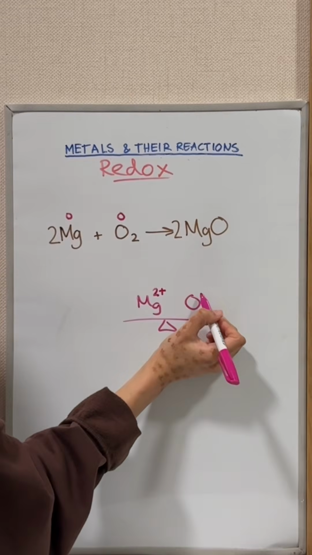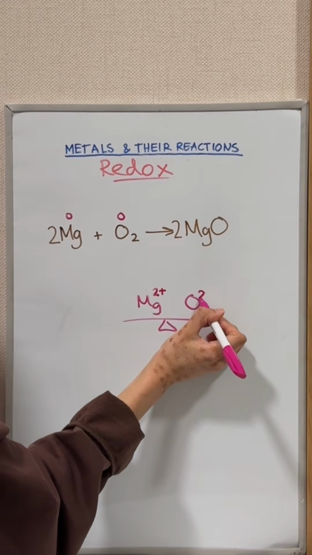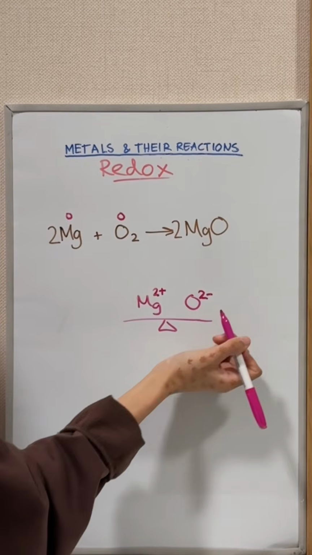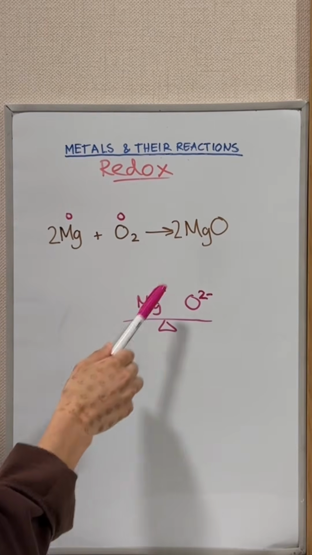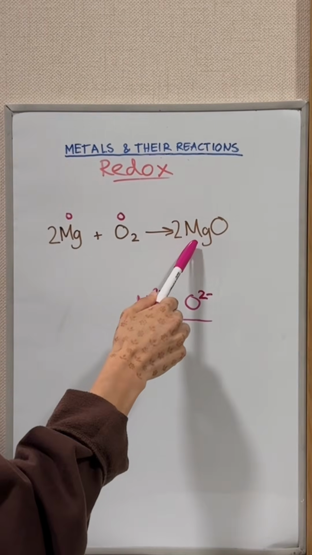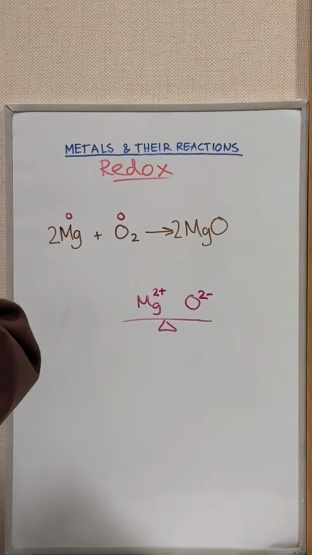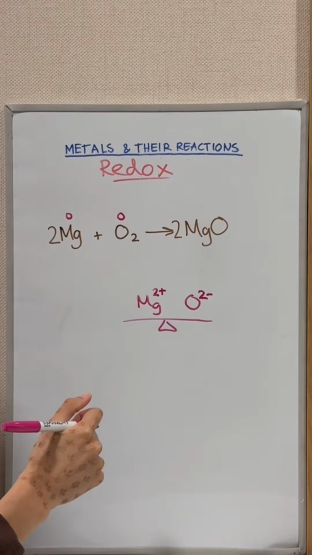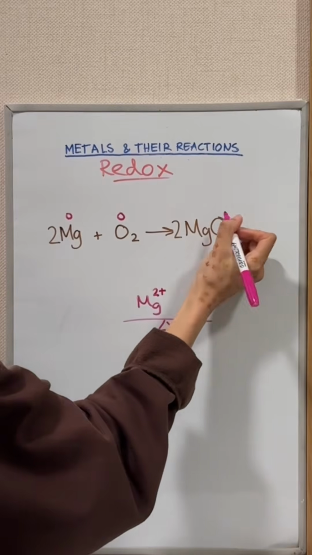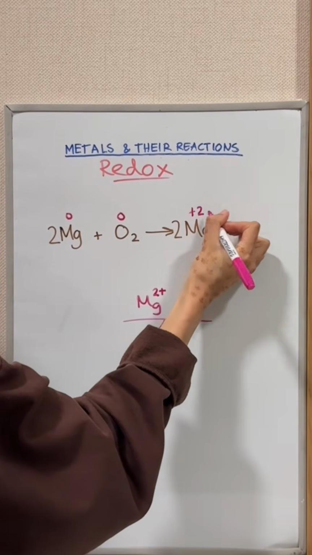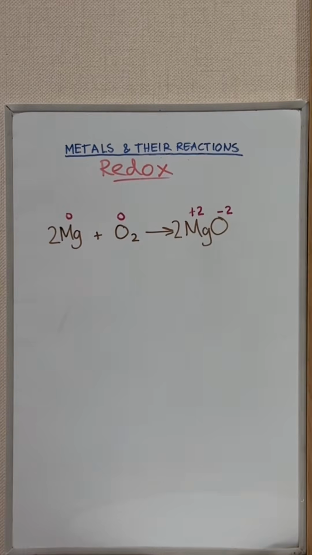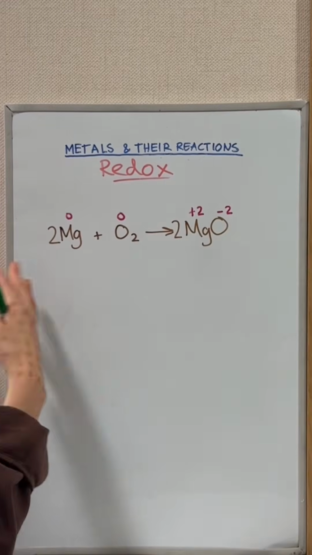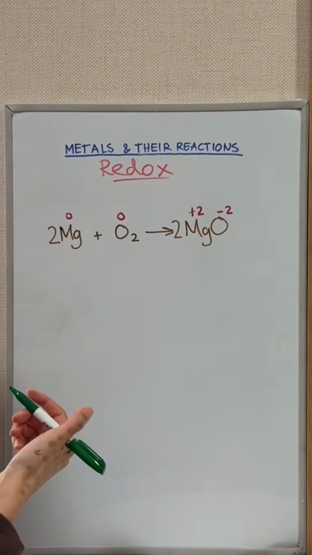And this is in group 6. It has 6 electrons in its outer shell. Therefore, it gains 2 extra electrons to become a -2 charge overall. And I only have 1 magnesium and 1 oxygen in a single molecule of the compound. So these are going to be my oxidation states for magnesium and oxygen: +2 here and -2 here.